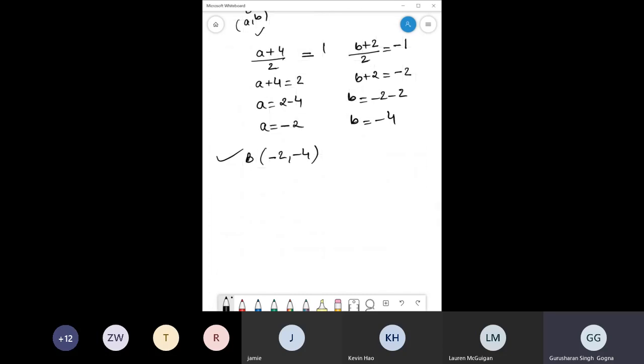Now the next part of this question is: prove that C is the orthocenter of the triangle. So anybody knows orthocenter? What is orthocenter?